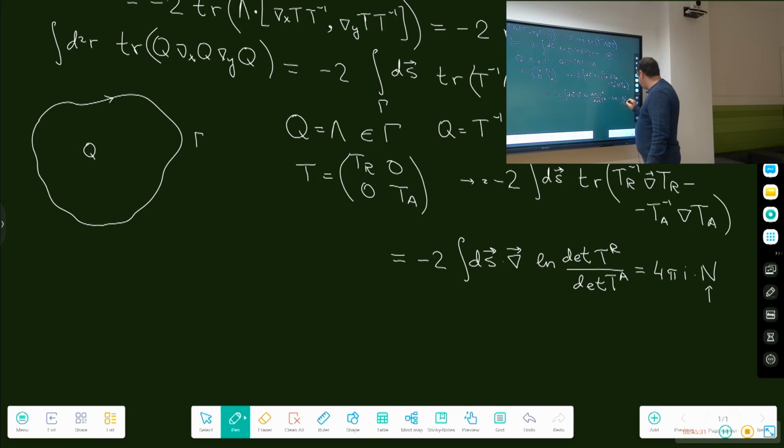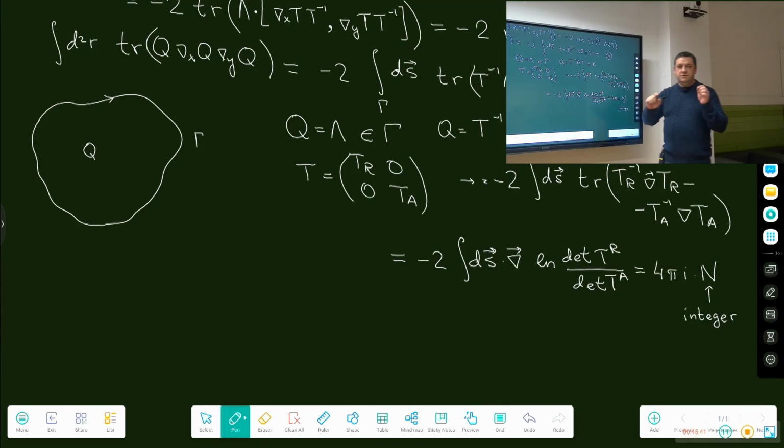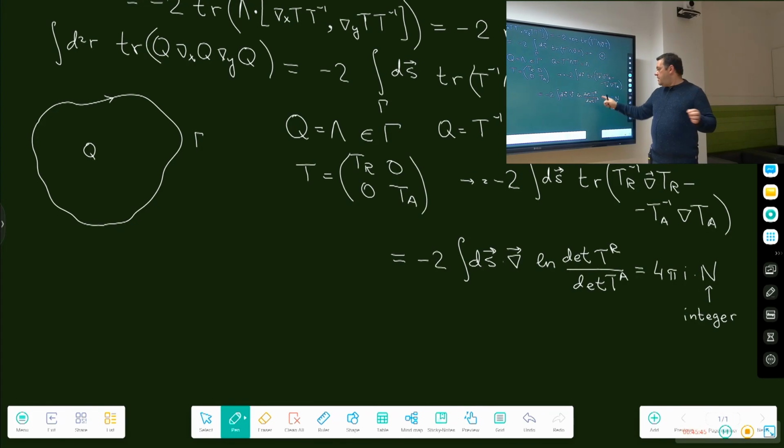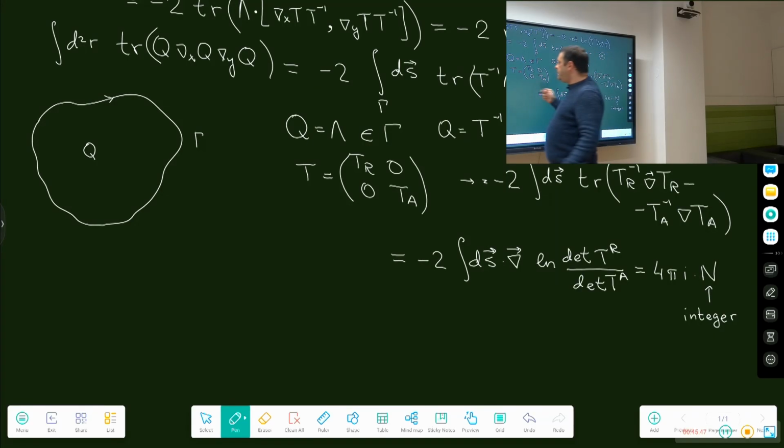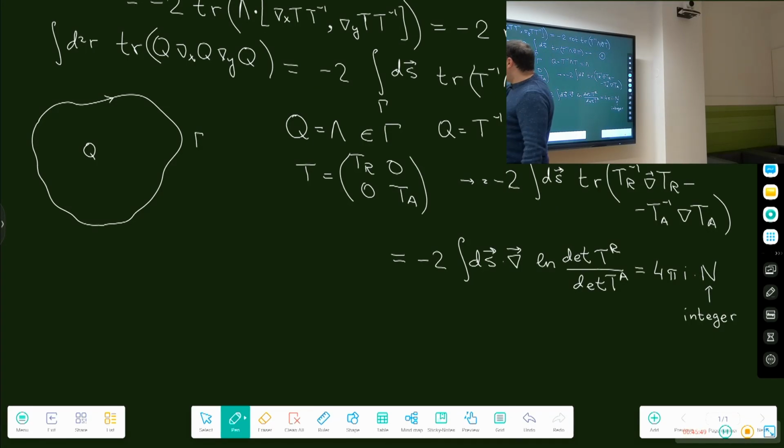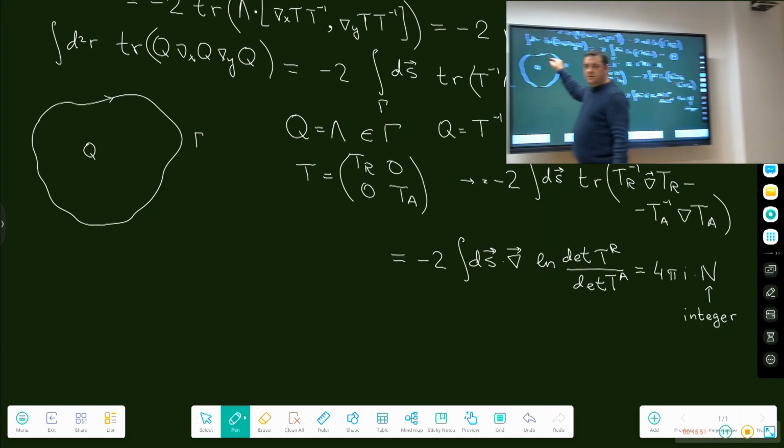This n is an integer. Or you can think of it like this: TR is a unitary matrix. The determinant of a unitary matrix is just a phase, like the exponent of i times a phase. And when we integrate the gradient, we just count how this phase changes along the line.